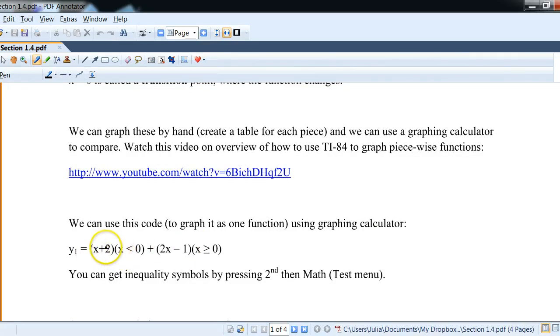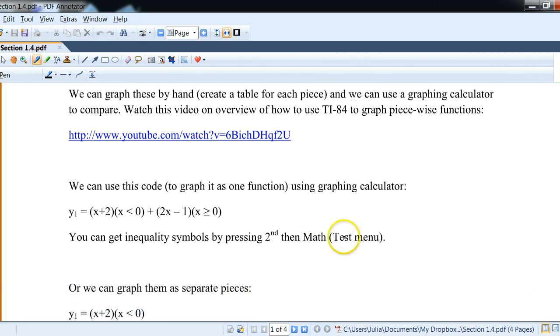Basically, the idea is that you multiply each function, put it in parentheses like that, by its condition. And to find these inequality symbols, you can press second and math on your calculator if you're using a graphing calculator. That'll take you to the test menu and you should be able to see the inequalities.